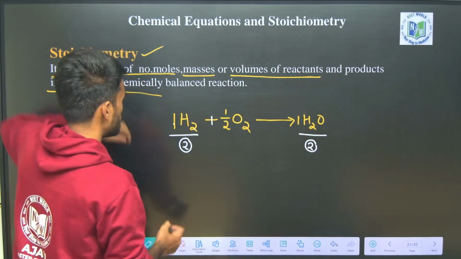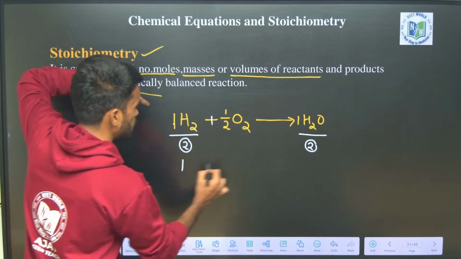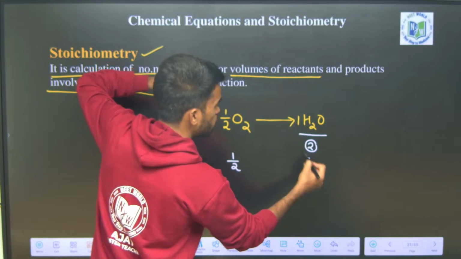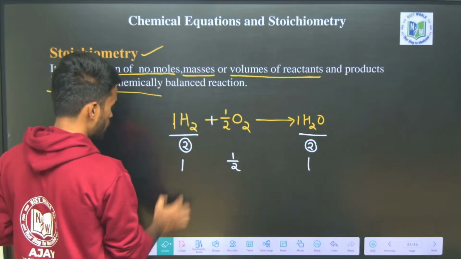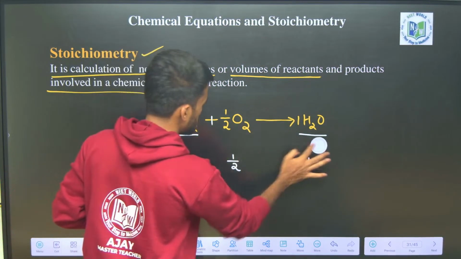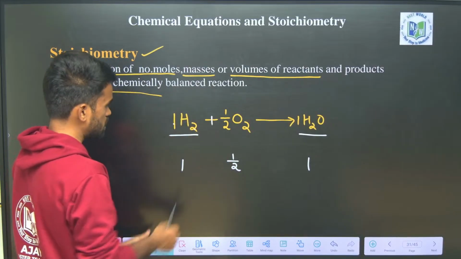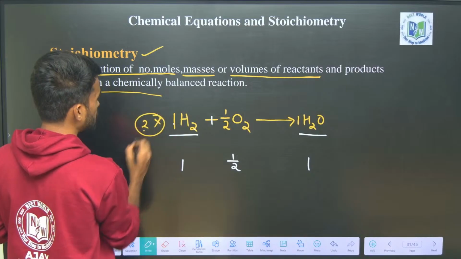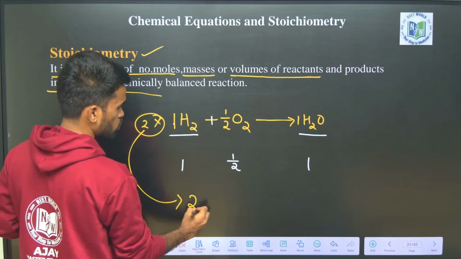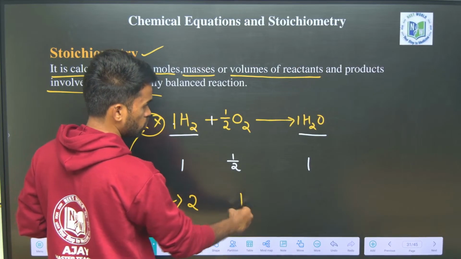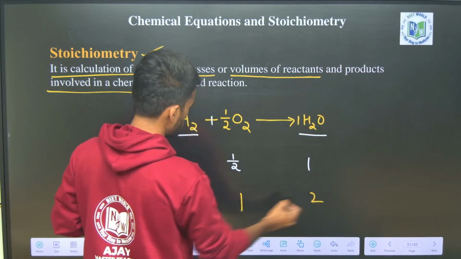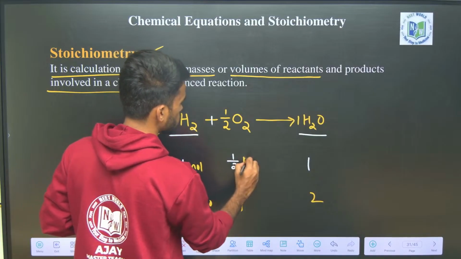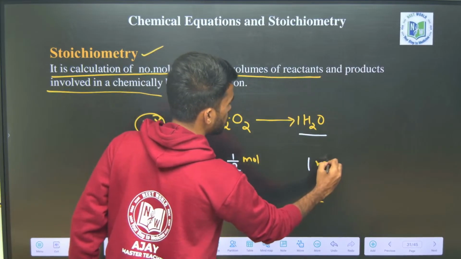It means I can say 1 mole of H2 combined with 1/2 mole of O2 to form 1 mole of product, that is water here. Or in a simpler manner, instead of writing it as 1/2, just multiply this equation with 2, so we get 2 moles of H2 combining with 1 mole of O2 forming 2 moles of water. So these are what we call mole ratios, or mole relation.